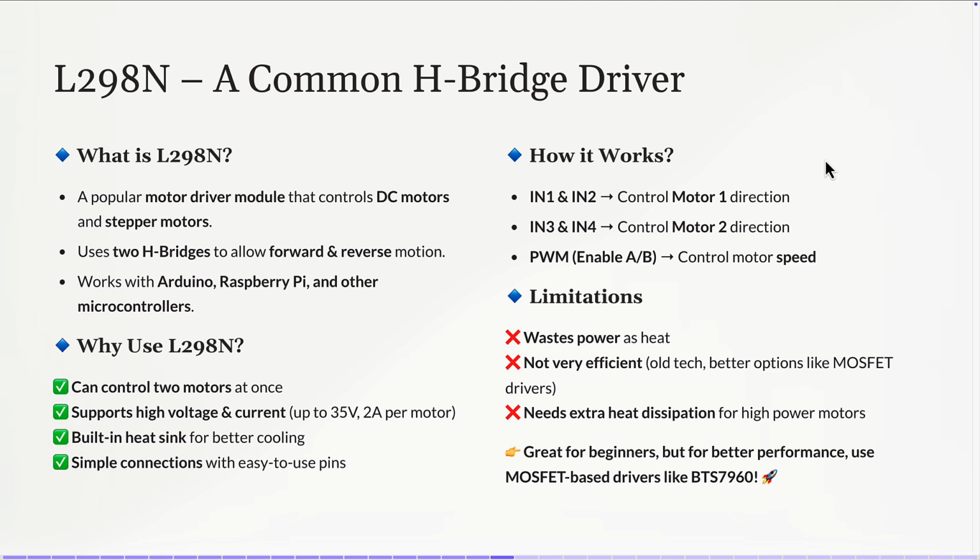And this is a summary. Okay, so the L298N, it's a popular motor driver module that controls DC motors and stepper motors. It has 2 H bridges, forward and reverse motion. Okay, it can control 2 motors and can work easily with Arduino, Raspberry Pi, and other microcontrollers like ESP32 or others. So you can use this H bridge to control 2 motors at the same time, and it supports high voltages and currents like 35 volts and 2 amperes per motor. And it has a built-in heat sink.